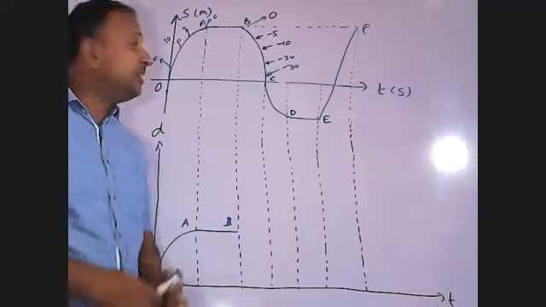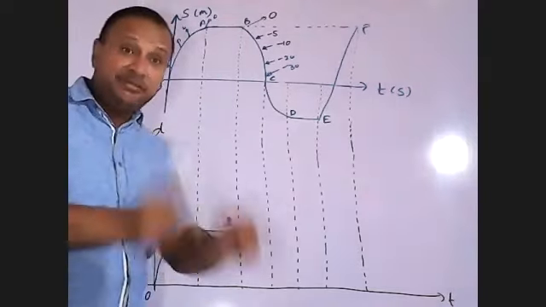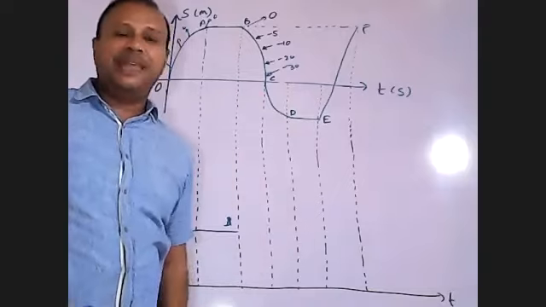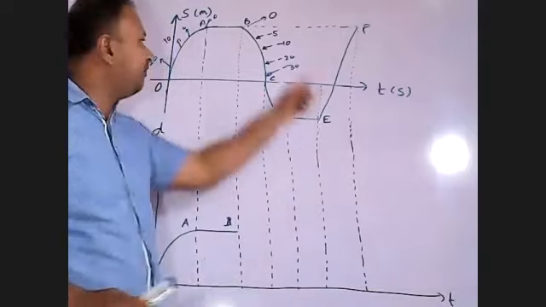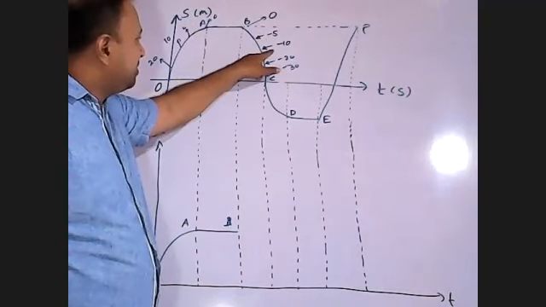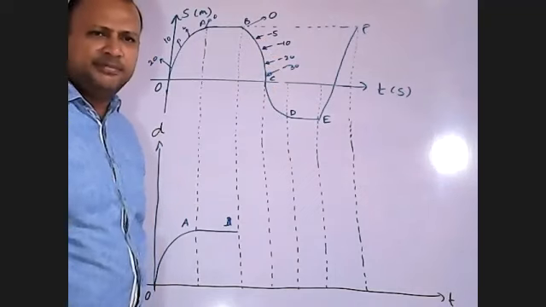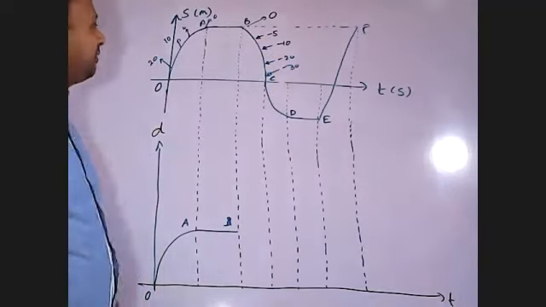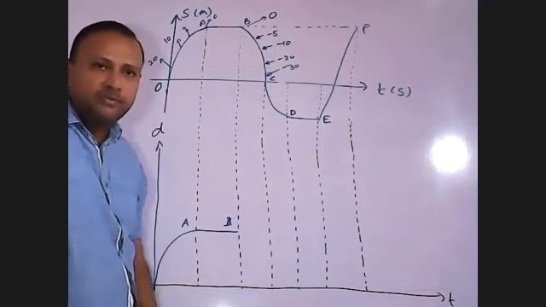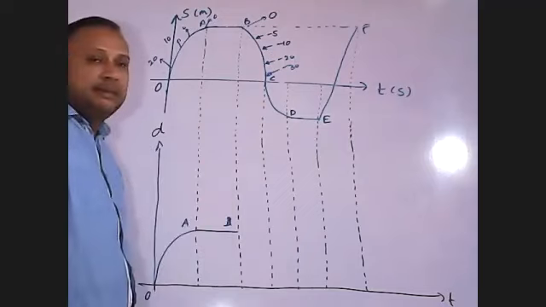Velocity should be decreased. So if the velocity decreases, that means the negativity of that velocity should be increased. Minus 5, then minus 10, then minus 20, then minus 30. I assigned some values. Okay, so the negativity should be increased. That's why it is a deceleration.